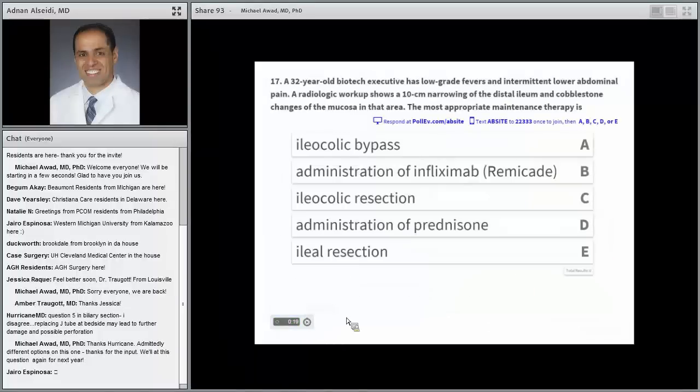17 is a 32-year-old biotech executive who has low-grade fevers and intermittent low abdominal pain. A radiologic workup shows a 10-centimeter narrowing of the distal ileum and cobblestone changes of the mucosa in that area. The most appropriate maintenance therapy is A, ileocecal bypass, B, administration of Remicade, C, ileocolic resection, D, administration of prednisone, E, ileoresection.